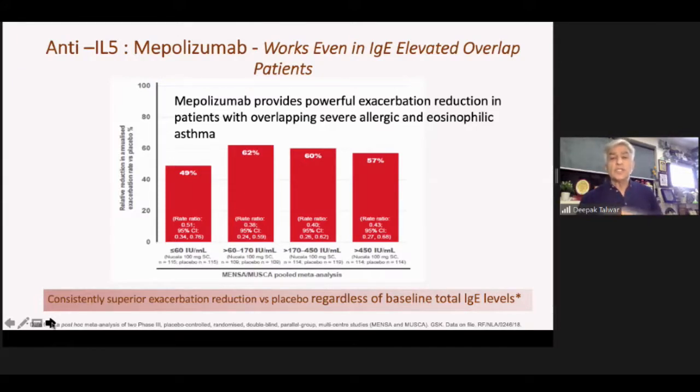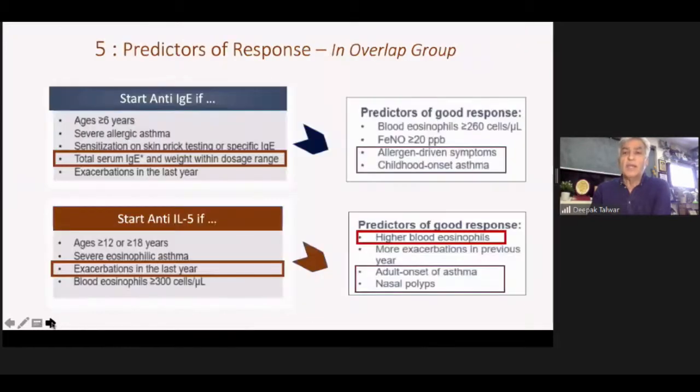So these consistent results of both anti-IL-5 drugs make us question the role of anti-IgE drugs, and that makes the situation more complex, particularly in patients who are not clearly atopic but have overlapping features where eosinophilic features are also there, clinical as well as biomarker driven. So once we are into this kind of confusion, then we start looking at the 5th touch point, which is the predictors of good response.